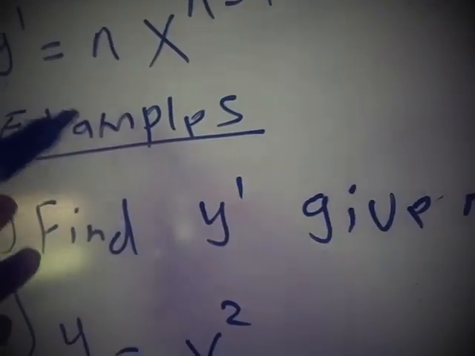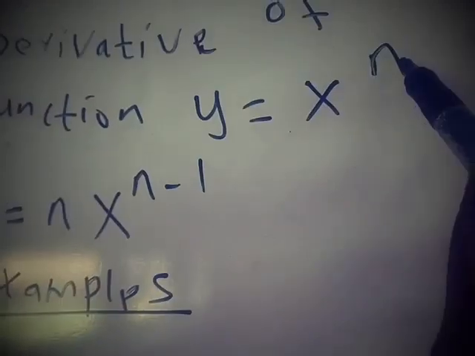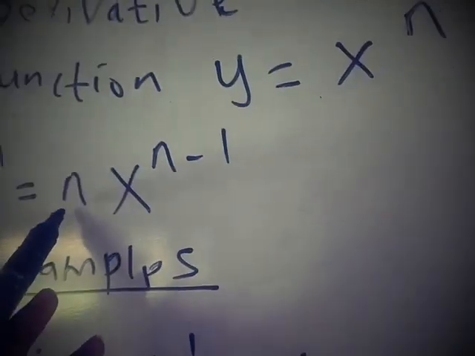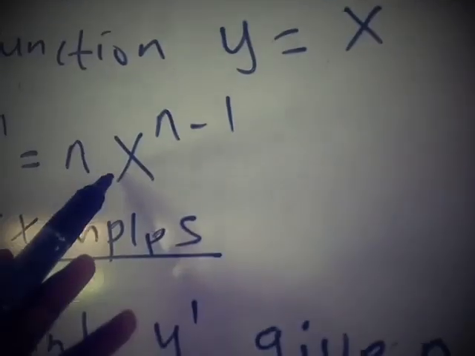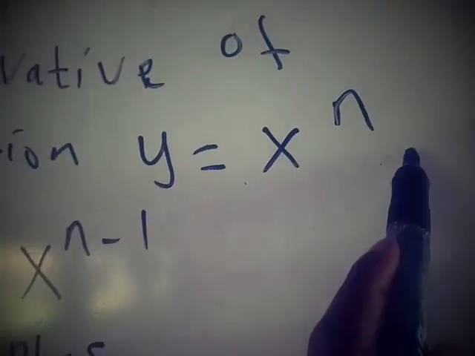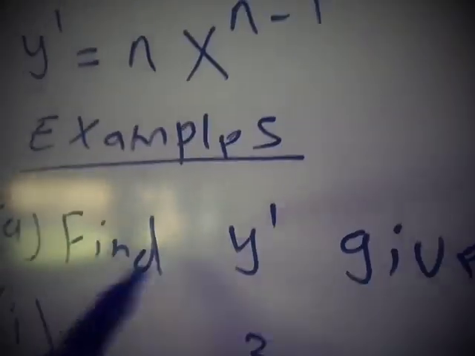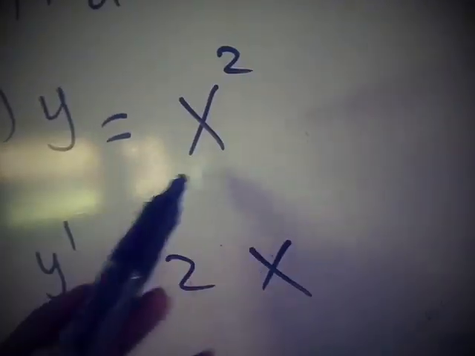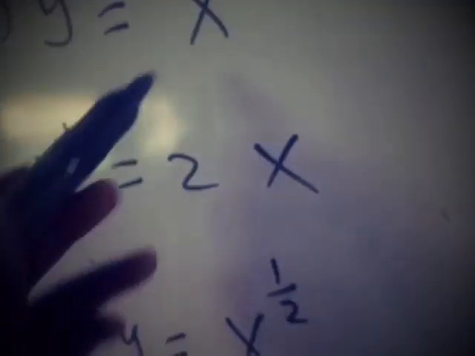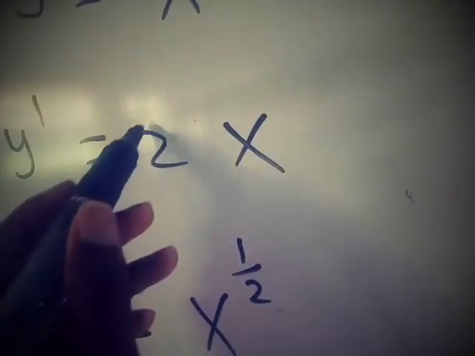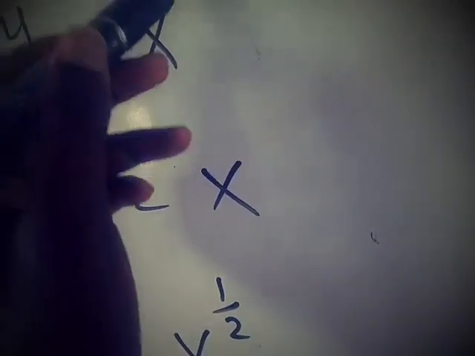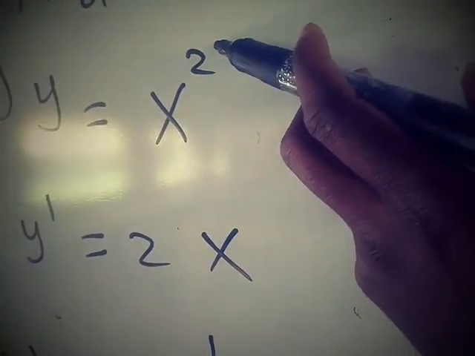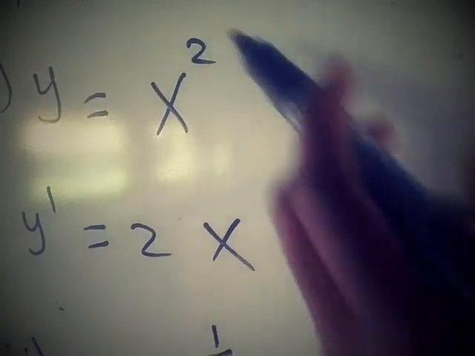So simply to differentiate this function, you simply put n before x, then you reduce the power by 1. Example, find the derivative of y with respect to x given y is equal to x squared. So to do that, you simply bring this 2 down here. So you have 2x, then you reduce the power: 2 minus 1, you get x power 1.